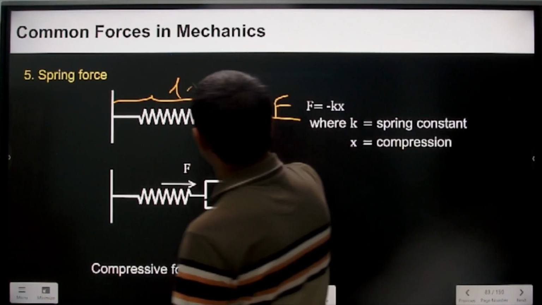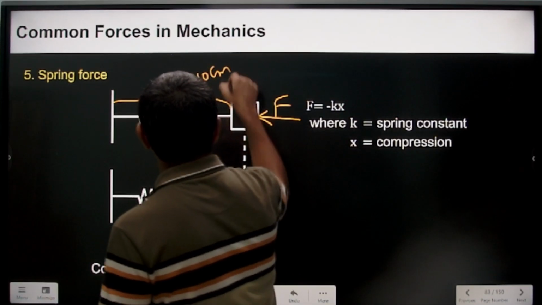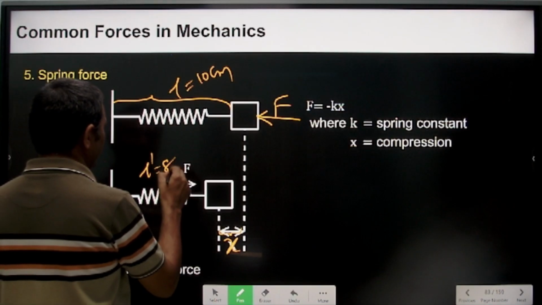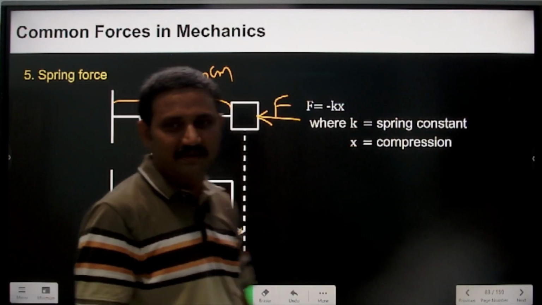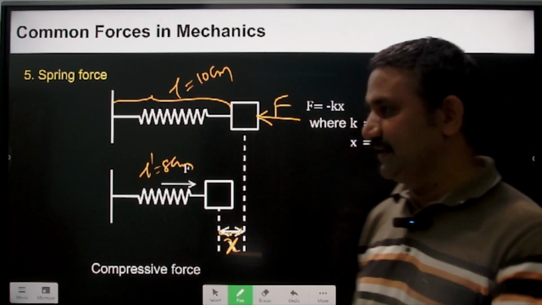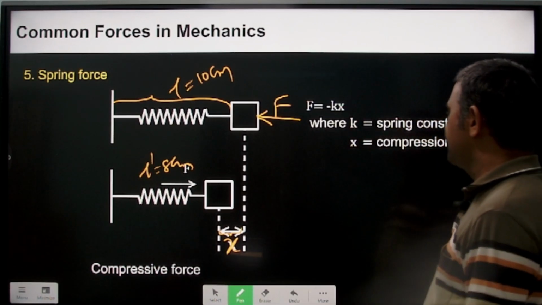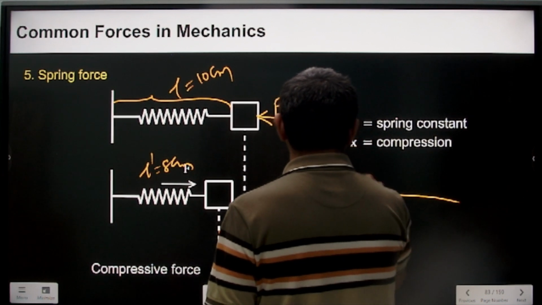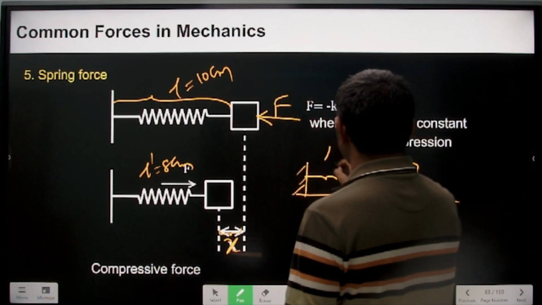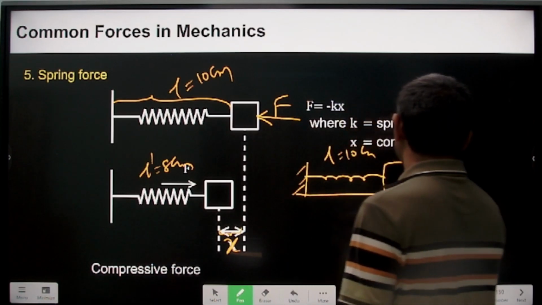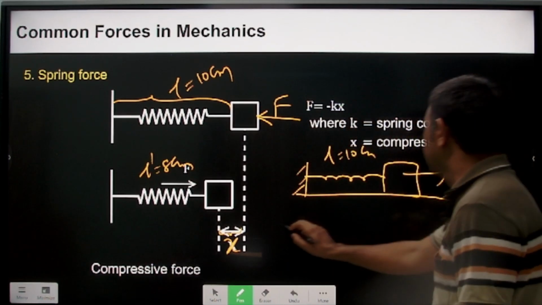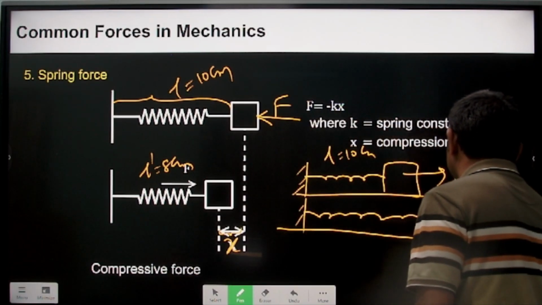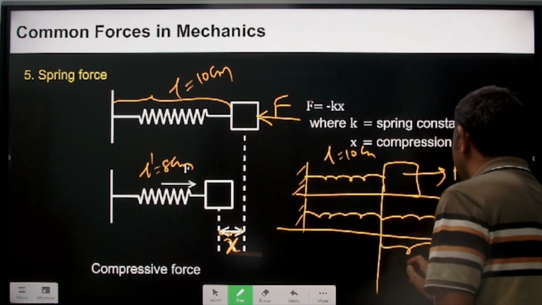Suppose initially the length of the spring is 10 centimeter and finally the length of the spring is 8 centimeter. Here x is nothing but 2 centimeter. That is the compression in a spring, where x is compression. In some other case, suppose this is the body and this is the spring. The spring length is 10 centimeter and the external force is acting like this. Then the spring will elongate. This elongation is nothing but x.